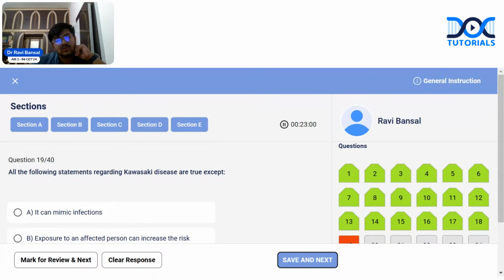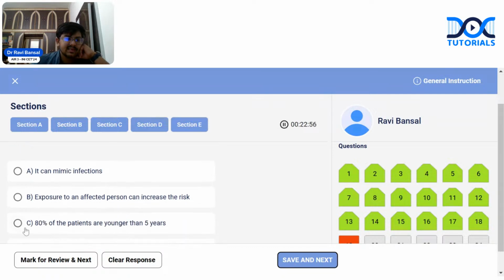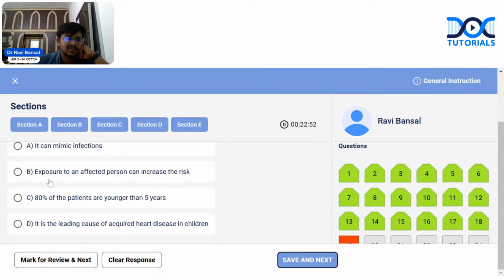So we have to choose the false option. A and C are correct. This one I am sure about. Exposure to an affected person can increase the risk. Kawasaki is a kind of vasculitis disease triggered by some viral infection. After COVID, also, Kawasaki cases were seen. So, does exposure to an affected person increase the risk? I'm not sure, because it actually happens to some predisposed individuals.